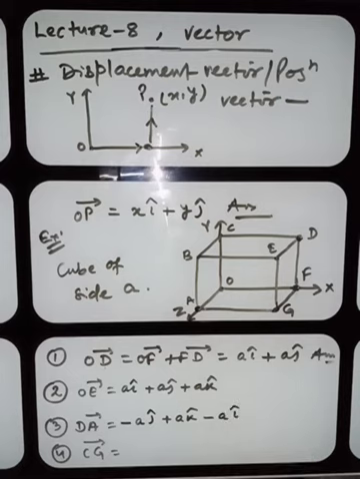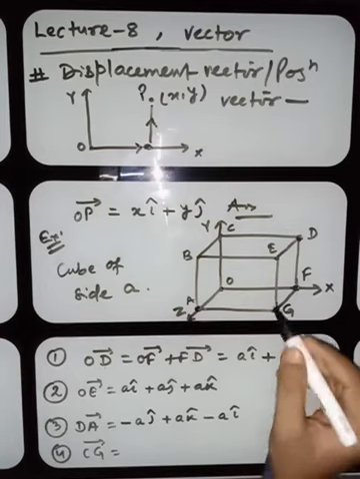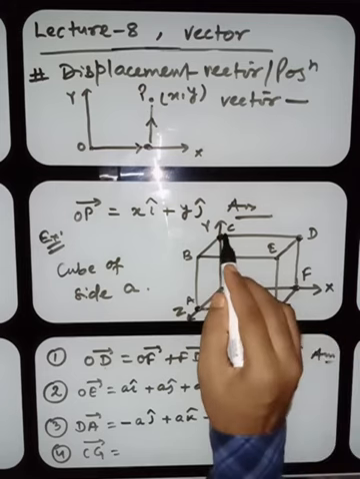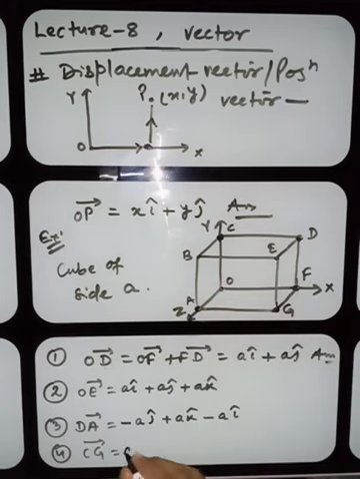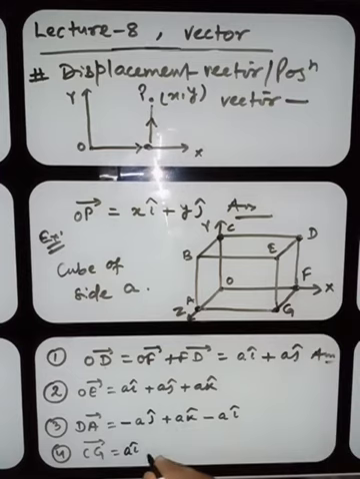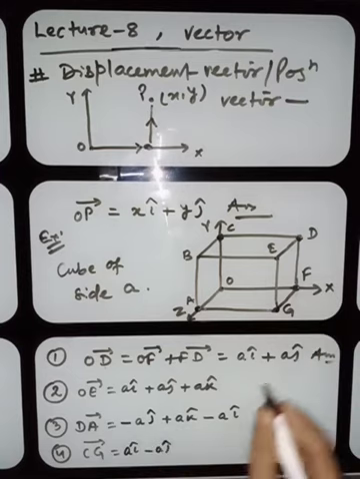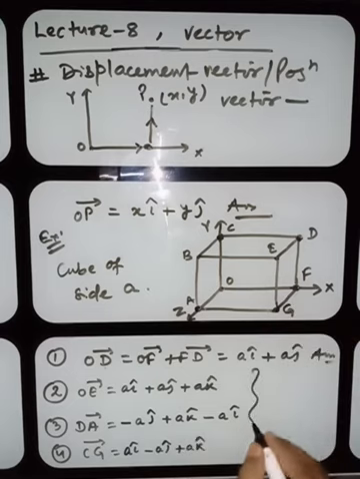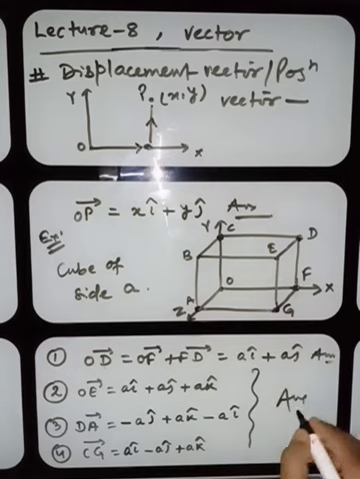Alright, now CG, the last one. Okay, CG, C, where is it? Yes, C, and G is here. So CD, a i, DF, minus a j, and FG, it is plus a k, and these are the answers.